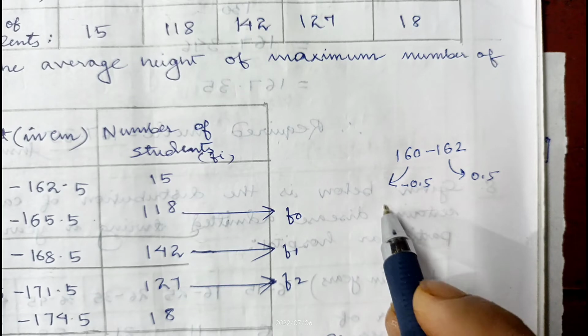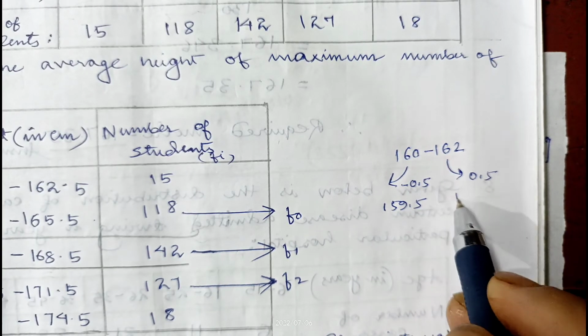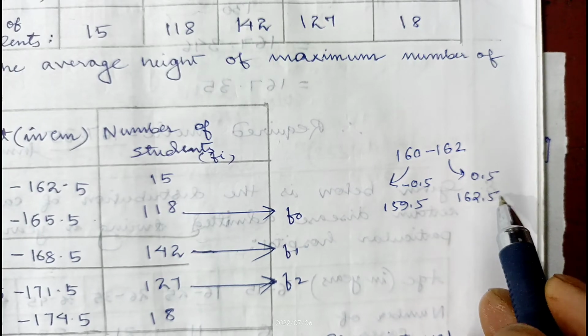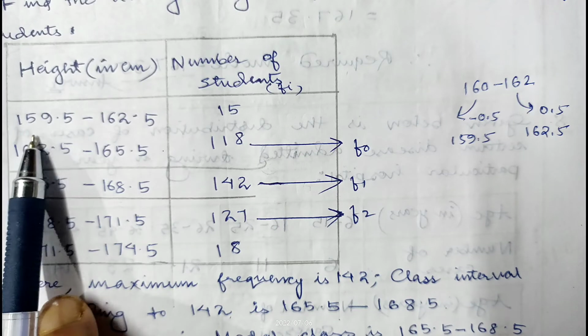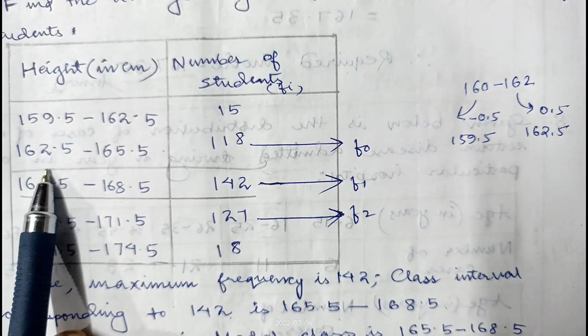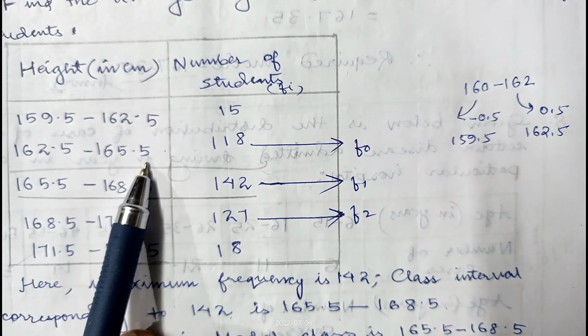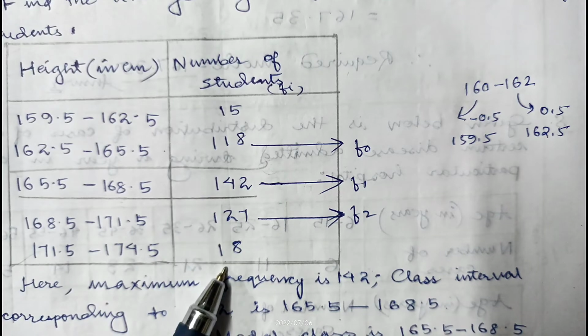As a result, it becomes 159.5, and the upper limit becomes 162.5. Now applying this conversion factor, the first class interval will be 159.5 to 162.5, the second one 162.5 to 165.5. In this way we got this table, and the frequencies will remain as they are.